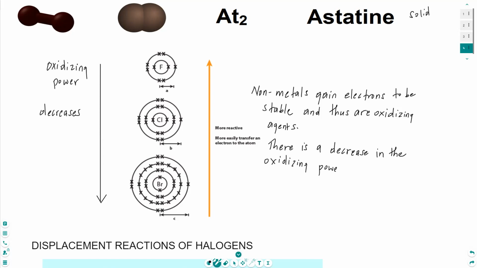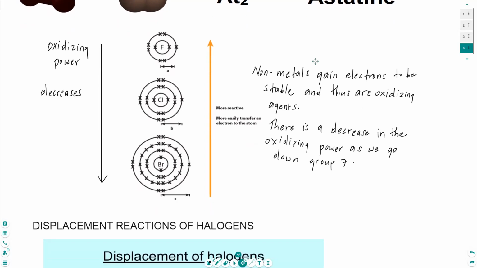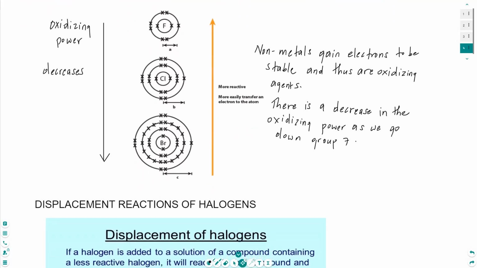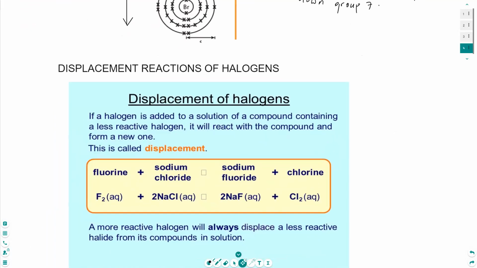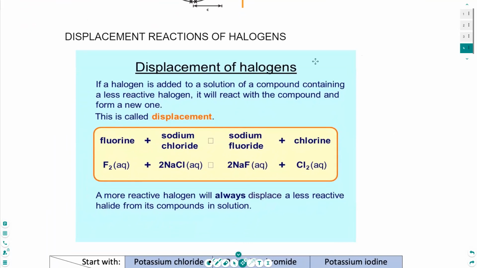Now, if we understand this, then it makes it easier for us to understand displacement reactions, which are coming up next. So what we now know is that fluorine is a better oxidizing agent than chlorine, meaning fluorine is better able to attract electrons than chlorine. Chlorine is a better oxidizing agent than bromine, and bromine would be a better agent than iodine. Now, because of the decrease in the oxidizing power as we go down the group, we are able to explain what happens when we talk about displacement reactions of halogens.